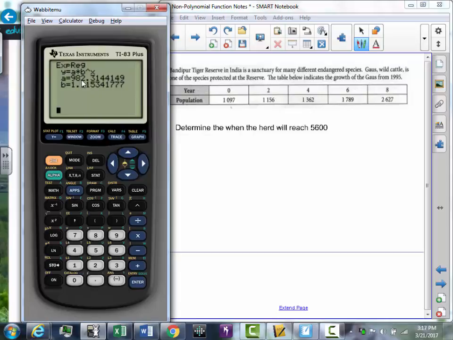A should be your leading coefficient. Based on this data here, what should our leading coefficient probably have been?